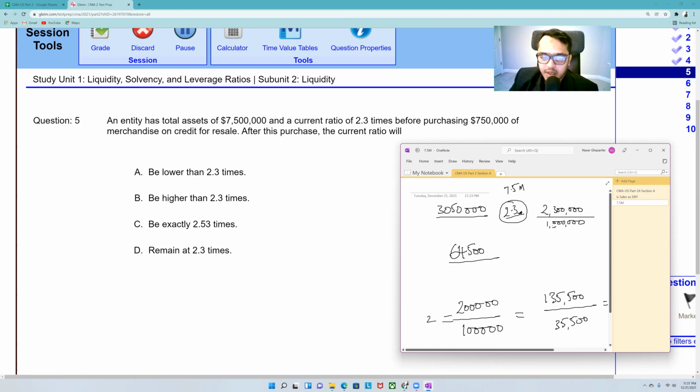Divided by, and my current liability will increase because that's a payable for me, by 750,000. Now, what is the ratio if I divide the two? 3.05 million divided by 1.75 million is about 1.74. So 2.3 it was previously, and now it is 1.74. It is lower than 2.3.